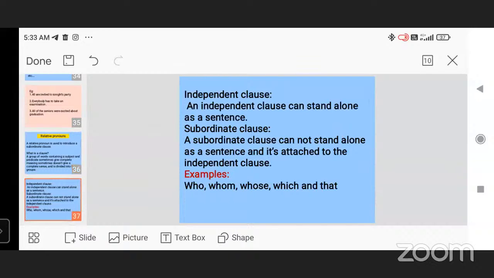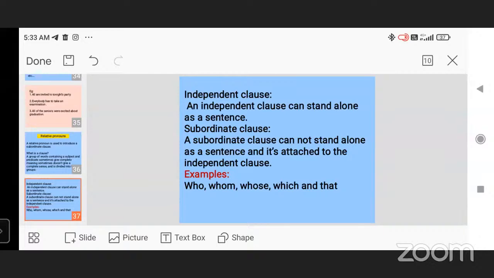No problem. As I said, we have two parts, isn't it? One is the independent clause, and the other one is the subordinate clause. What is meant by an independent clause? An independent clause can stand alone as a sentence. For example, this is a book. It gives you a meaning. The book is mine. It gives you a meaning. Raju is reading.